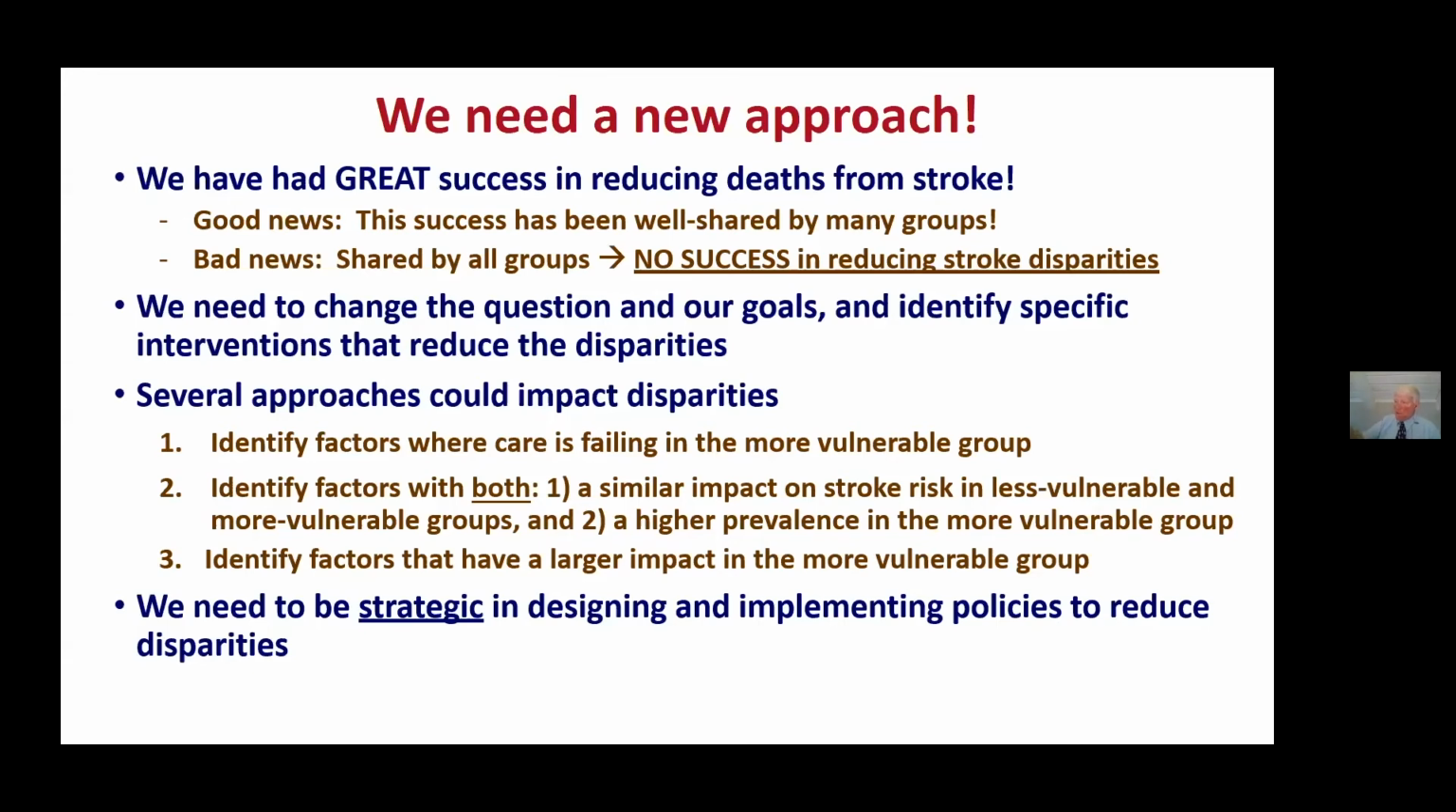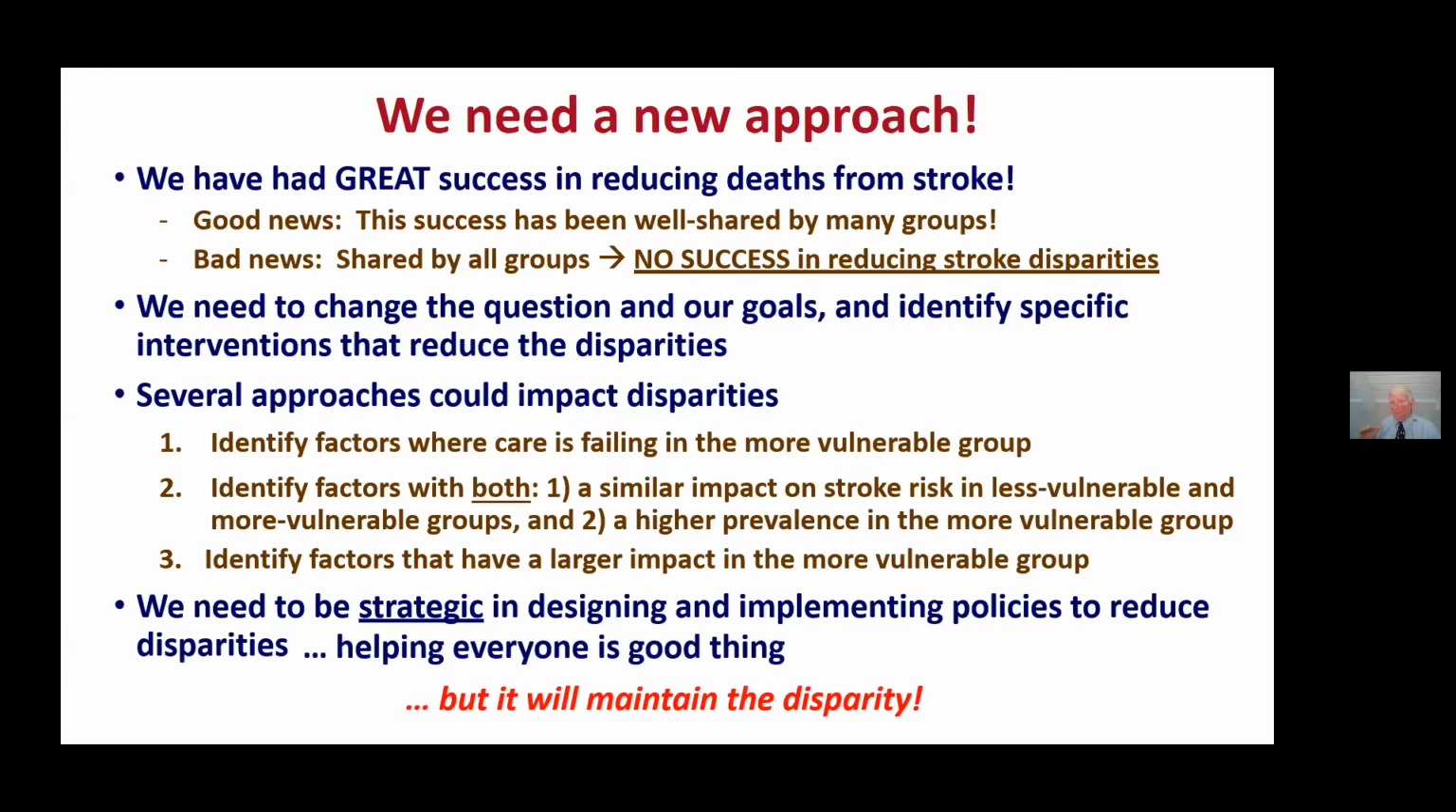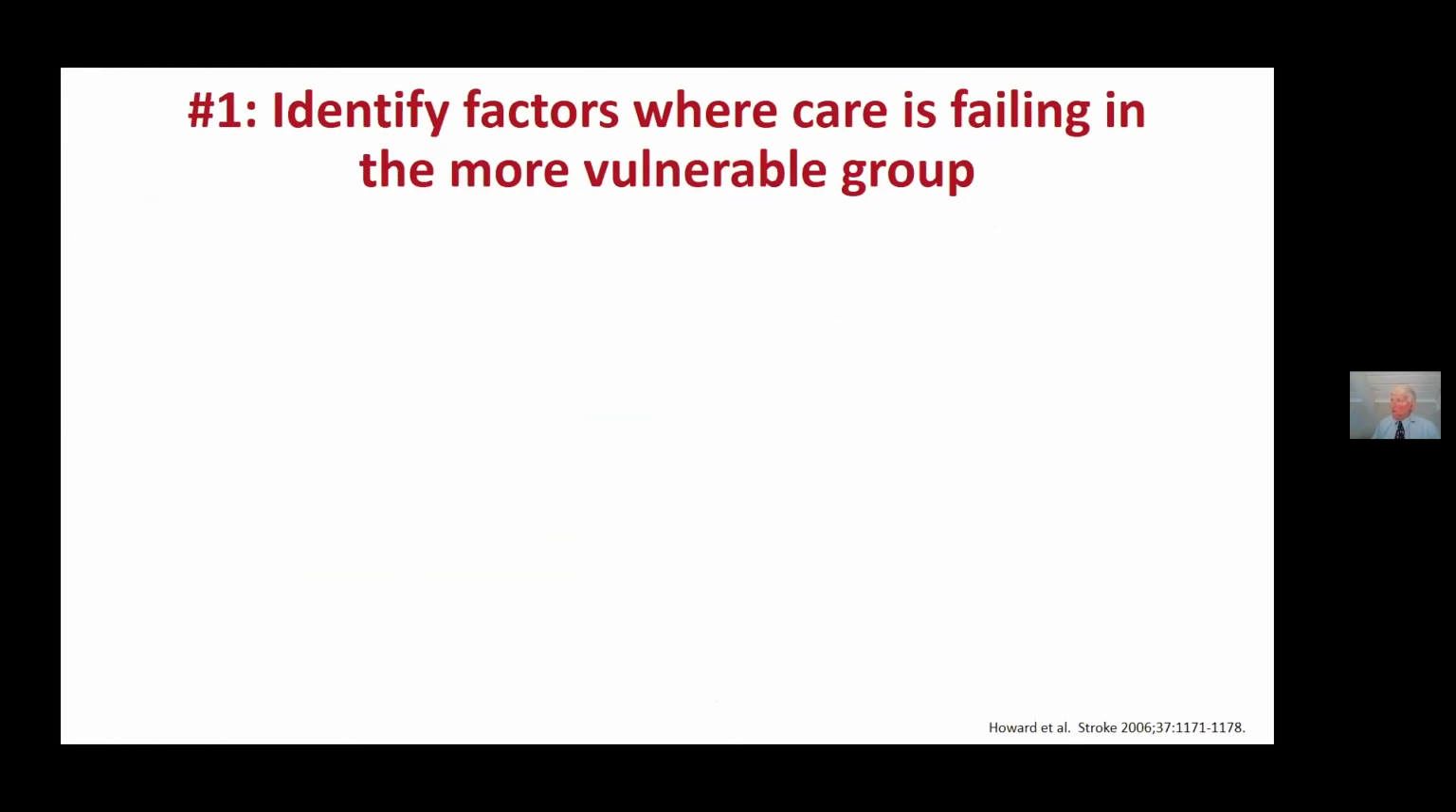So what I'd like to do now is to give examples of each of these, because helping everybody is a good thing, but helping everybody will maintain the disparity. And if our goal is to reduce the disparity, we need to be thinking differently. So now an example of each of these 3 points. So the first thing is to identify factors where care is failing in the more vulnerable group. This is the first pathway that I'm proposing.